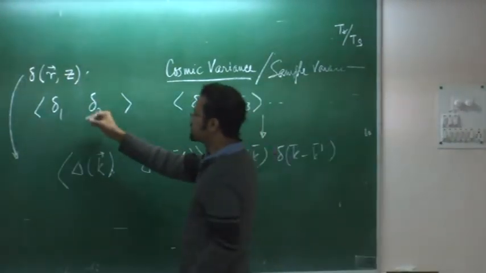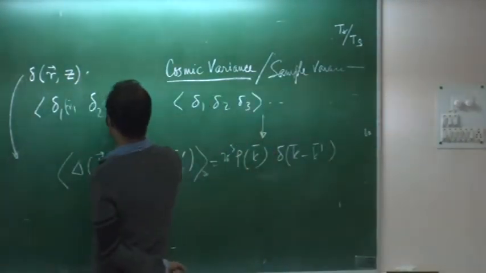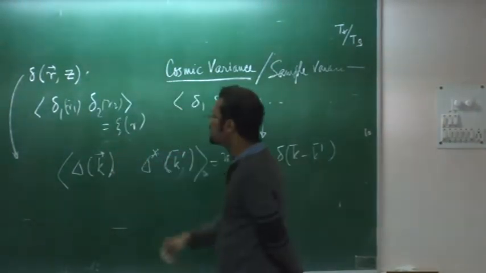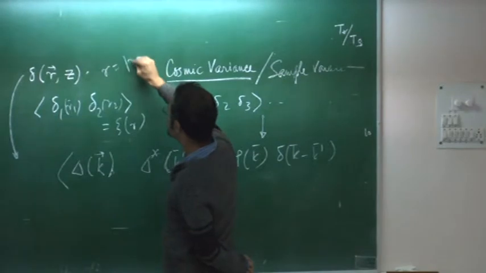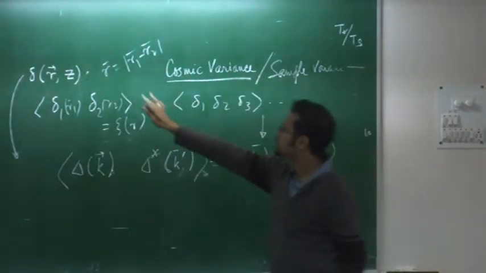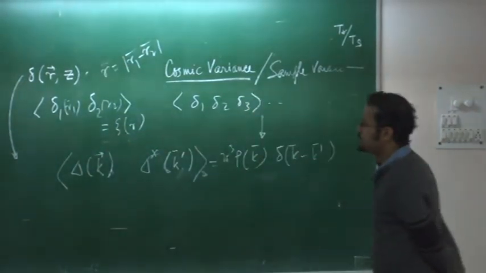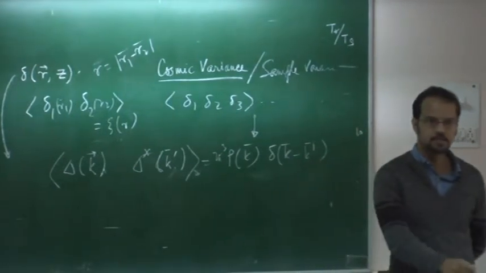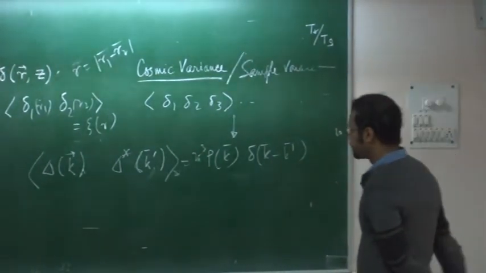So if this is R1 and R2, xi depends only on R, where R is the magnitude of R1 minus R2. So this is the correlation function, which only depends on the separation distance.